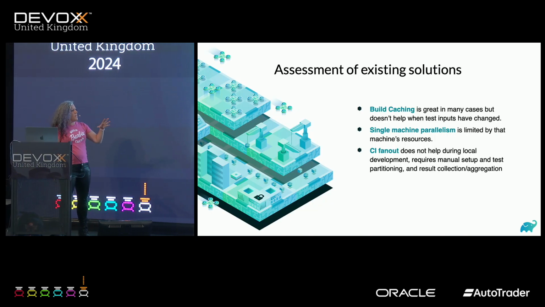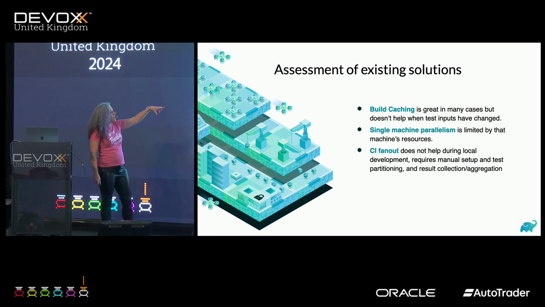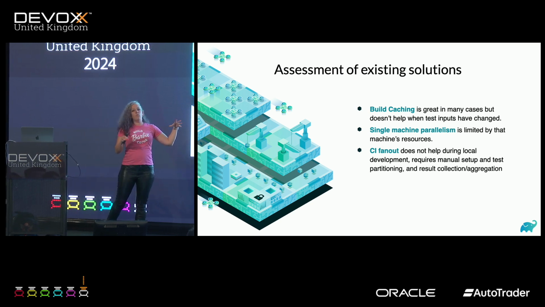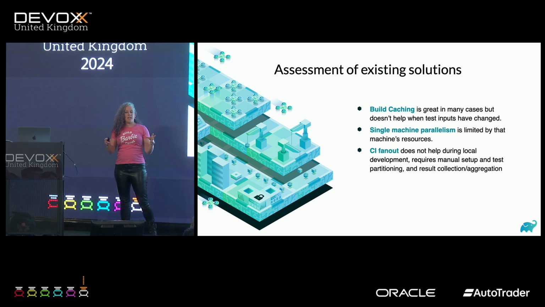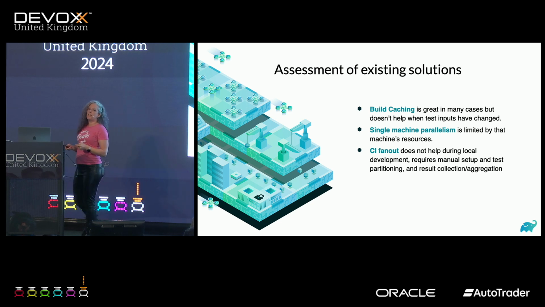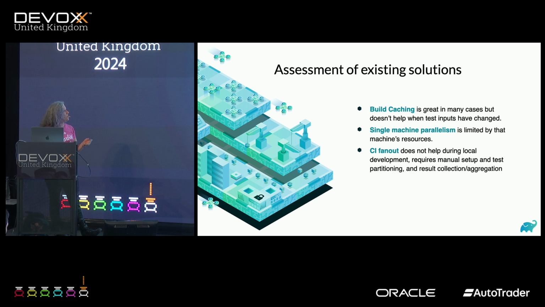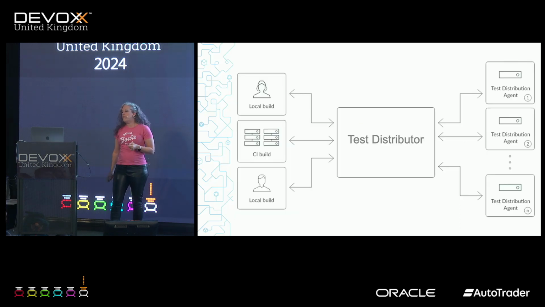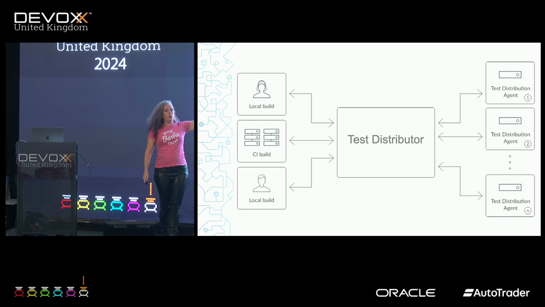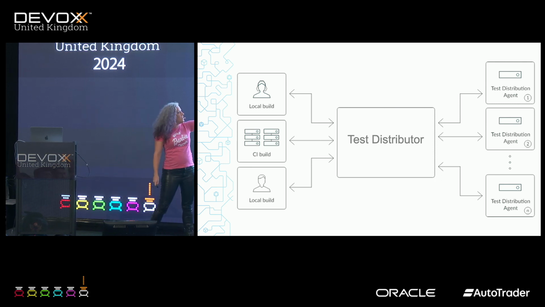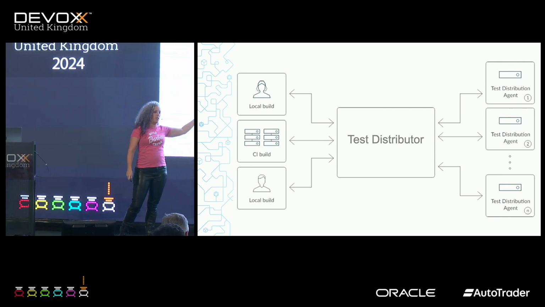So given the existing solutions of using the build cache, single machine parallelism, and CI fan-out, those things are great, but there's a limitation to that. Like I said, when you're running it locally, you're limited by the number of CPU cores. When you're running it on CI, sometimes it requires some sort of manual partition of those different tests. What you really want is to give your tests to some sort of test distributor, which will then just fan it out over a whole bunch of different agents.